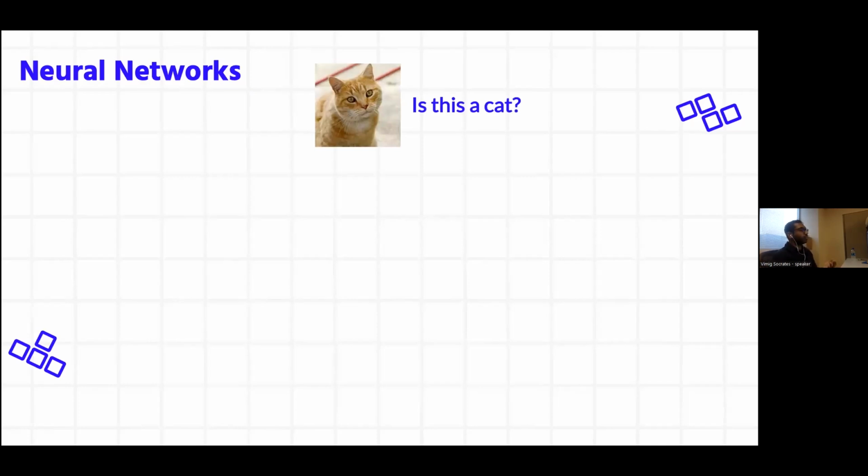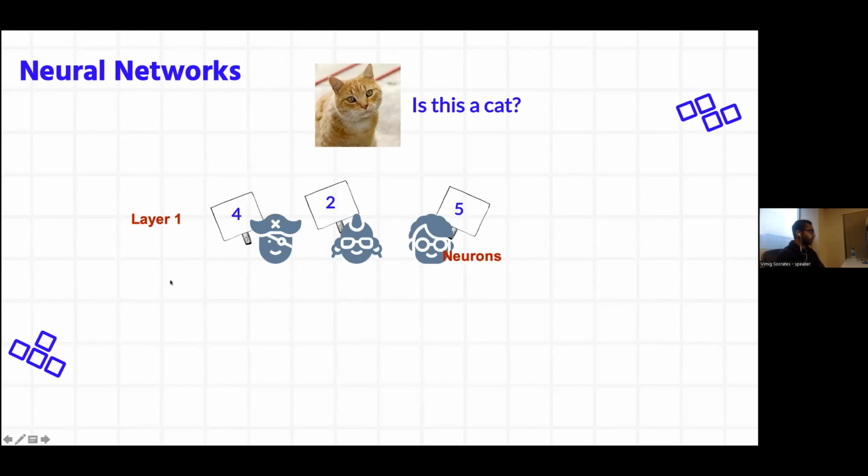Okay, so let's say, for example, we have 3 people that are going to decide whether or not something is a cat. These people are all going to be neurons in our neural network. They're the main component of the neural network. If we put all of them together in a row, we'll call this one layer of the neural network. And we're going to have each person vote on whether or not they think that this is a cat. So this person here thinks, on a scale of 1 out of 10, the chance is 4 that this is a cat. And this person thinks it's a chance of 2, etc.